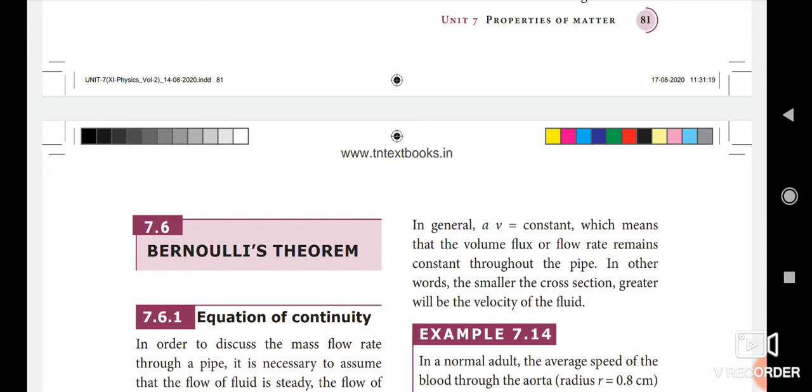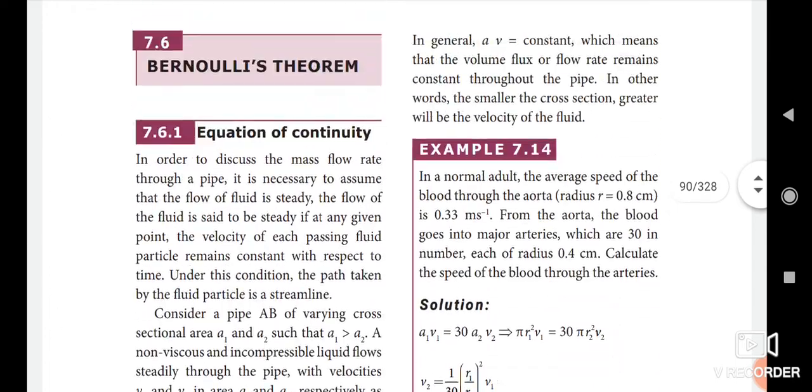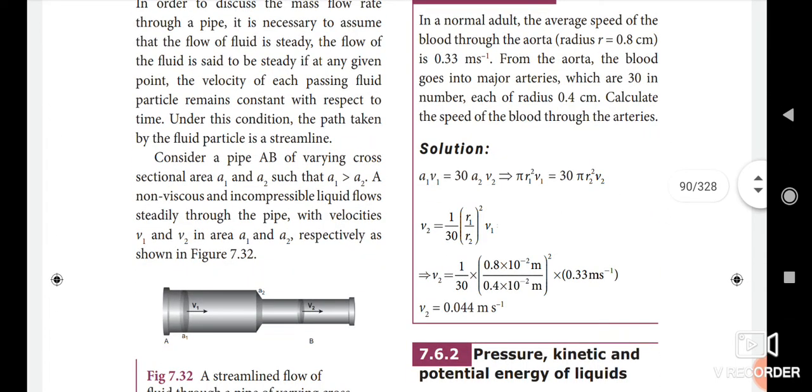AV constant means the volume of the liquid flowing throughout the pipe will be constant. In other words, the smaller the cross section, the greater will be the velocity of the liquid. If the cross-sectional area is smaller, the velocity of the fluid will be greater. So this is called the equation of continuity. Okay students, have you all understood?